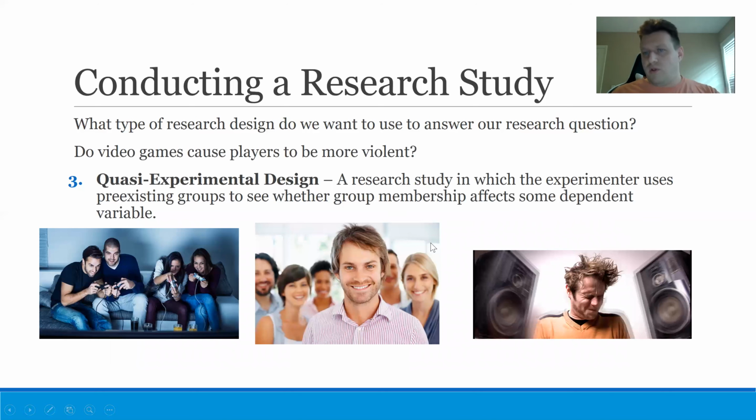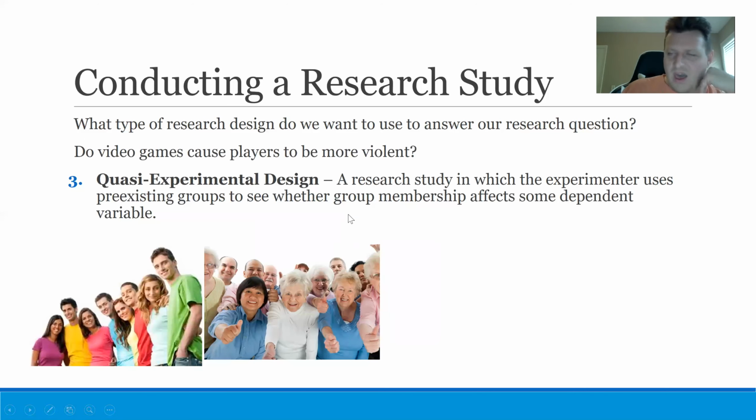And then we're going to measure their aggression in the lab and see if there's a difference between those groups. Since we don't manipulate the independent variable, since people are already gamers or already non-gamers, this is a quasi-experimental design. And there are potential confounds that could go into this research study. People that are already gamers, maybe they already have an elevated level of aggression. And so any differences that we see in our research study don't have to do with playing the violent video game. They have to do with something else.